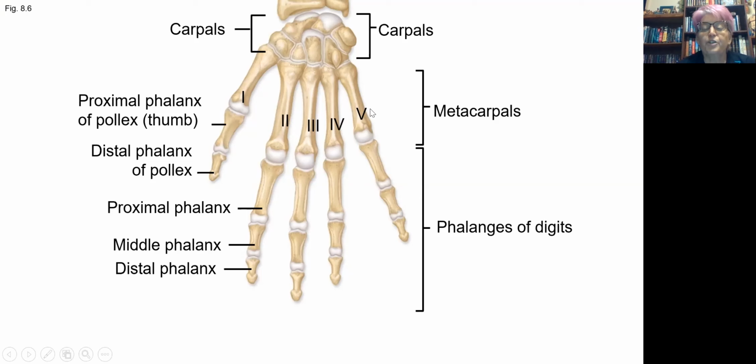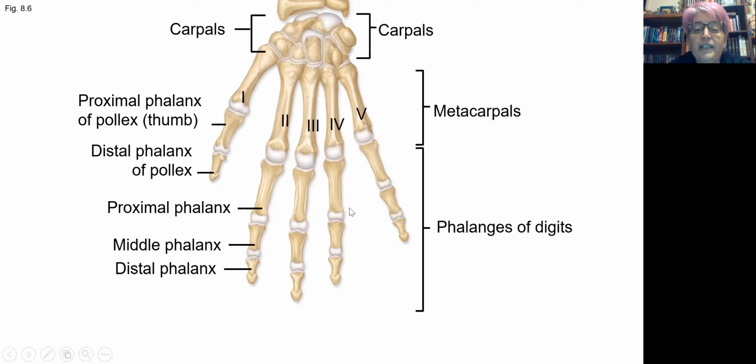But just remember that these metacarpals make the palm of the hand, and then the phalanges make the fingers. These are the bones that make the fingers. All right, so when we number these, we can either say first metacarpal or third metacarpal, or we could say metacarpal number 3. Either of those is fine.